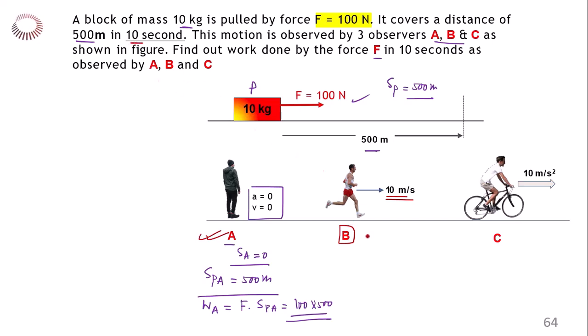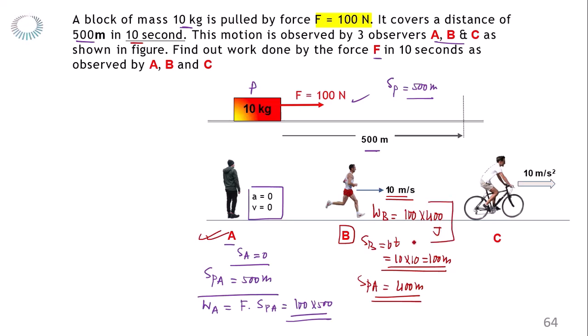So in 10 seconds, displacement of B is how much? v dt. That is equals to 10 into 10, means 100 meter. Now, the observer B is displaced by 100 meter, and in the same time the particle P is displaced by 50 meter. So can I say displacement of P with respect to A is 400 meter? Now, the work done in this second situation is equal to force, which remains the same, but displacing 400. That is the answer for the second situation.